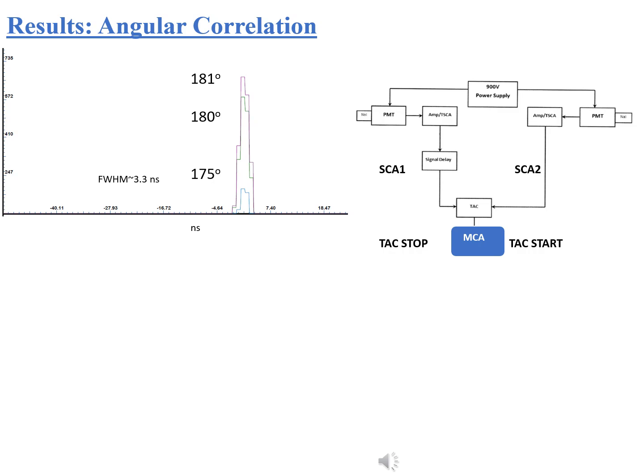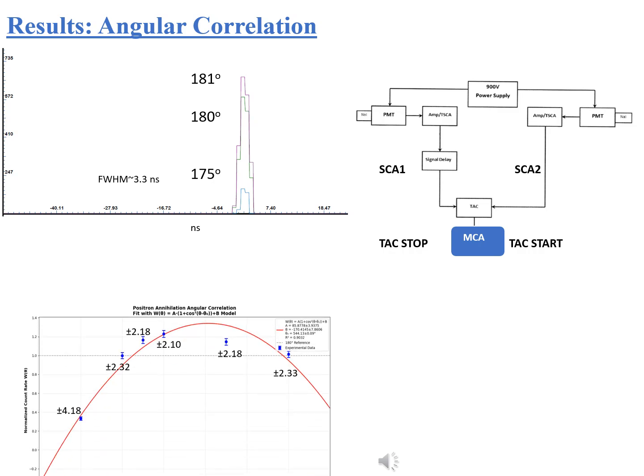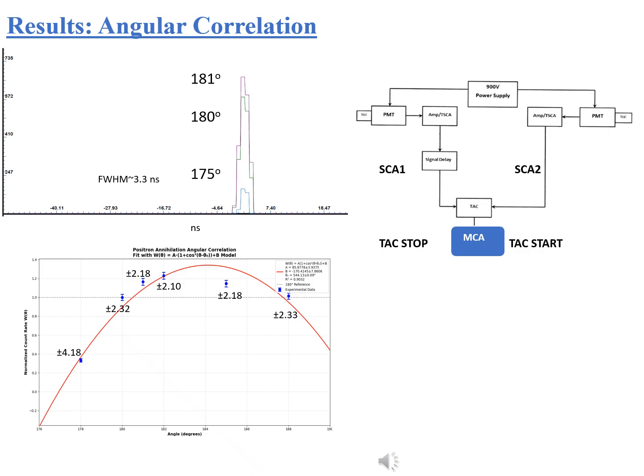All measurements showed full width at half maximum (FWHM) values of approximately 3 nanoseconds, indicating excellent time resolution. The angular correlation plot showed peak coincidence intensity near 182 degrees, slightly offset from the theoretical 180 degrees. This discrepancy is attributed to residual momentum of the positron-electron system and limitations in detector resolution. The count rate decreased at angles further from 180 degrees, with increasing statistical uncertainty.